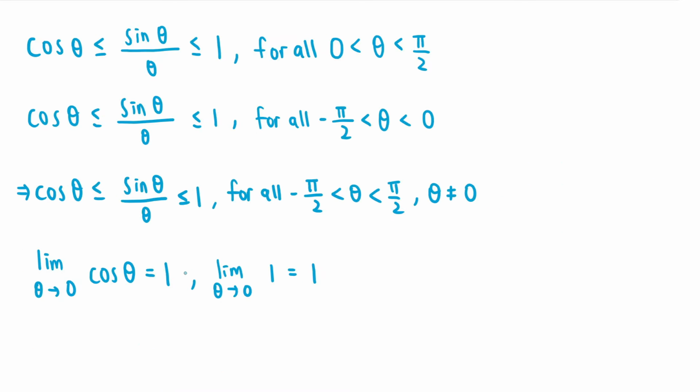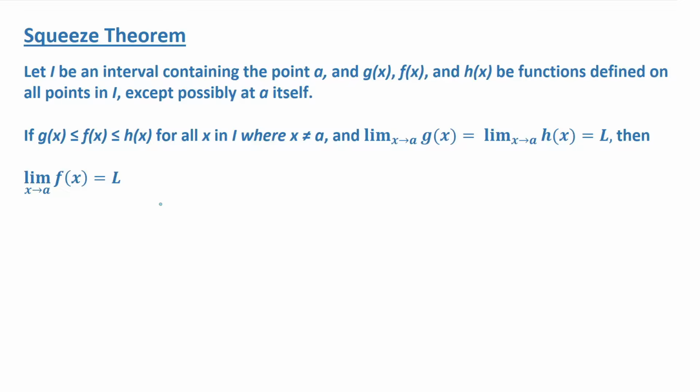The limit as theta approaches 0 of cosine of theta is equal to 1 if we plug in 0 to cosine of theta, and the limit as theta approaches 0 of 1 is just equal to 1 because 1 is a constant. So we have two functions that bound sine of theta over theta from above and below respectively in the interval containing 0, which is the value we're trying to find the limit at, and the two functions have the same limit as theta approaches 0. This means we can use the squeeze theorem. So let's review what the squeeze theorem is very quickly.